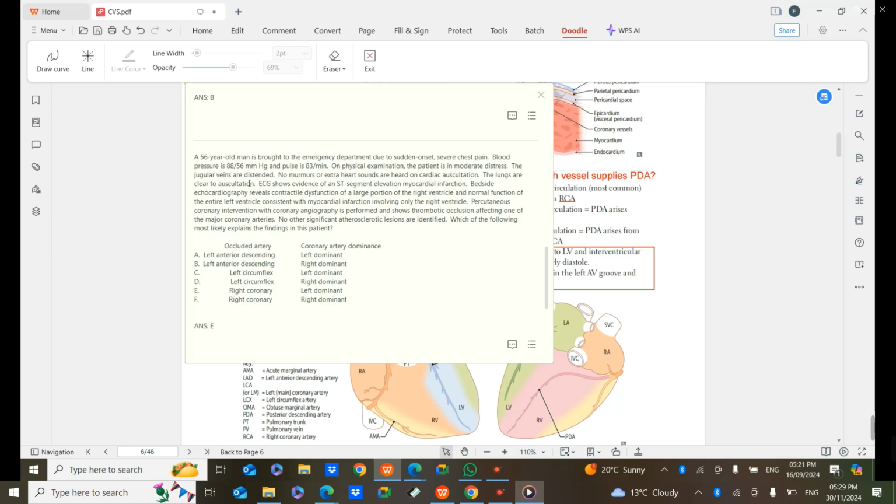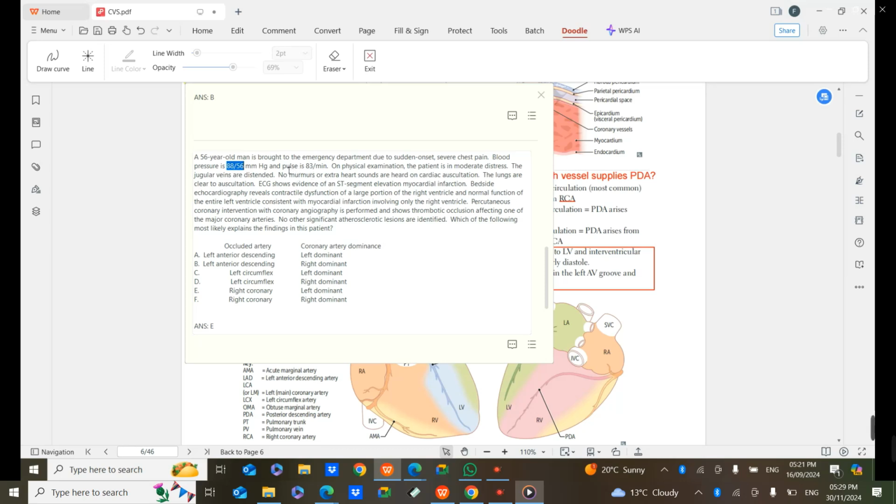All right. This patient has sudden onset severe chest pain. Blood pressure, look at the blood pressure. I want you to note it down. Blood pressure is low, 88/56. This patient is in shock. He's in shock. Most likely cardiogenic shock, but I don't know yet.